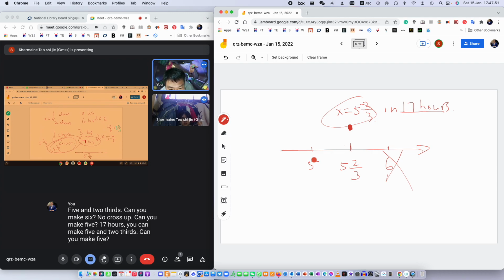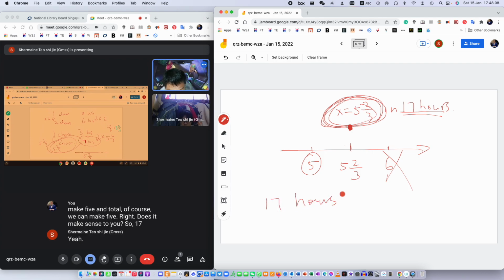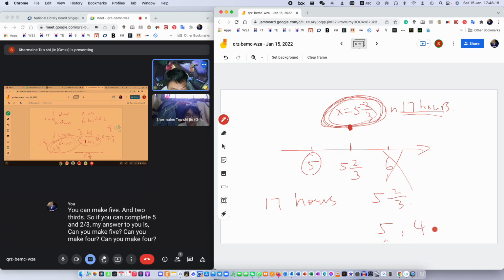What are you thinking? No. I thought 17 hours you can make more than 5, right? Can you see? You can make 5 and 2/3, right? If you can make 5 and 2/3, of course you can make 5. Does it make sense to you? So if you can complete 5 and 2/3, can you make 5? Can you make 4? Yes or no? Can you make 4 or not? Yes. Can you make 3?